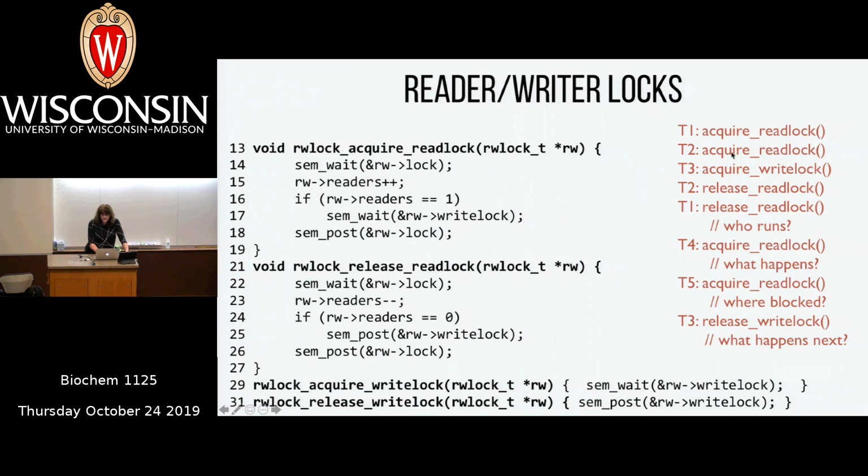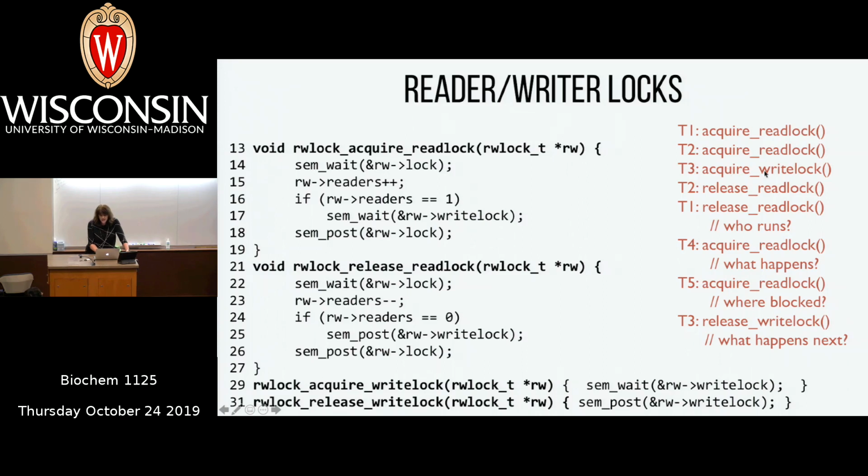Then thread 2 comes along, and it calls acquire read lock, goes into the critical section, and increments the number of readers. It sees that it's 2 now, so it knows that someone else already has the write lock, so it doesn't need to do that, and it wouldn't be able to get it anyways. It just releases the regular lock and also goes into the critical section and does all the reading that it wants.